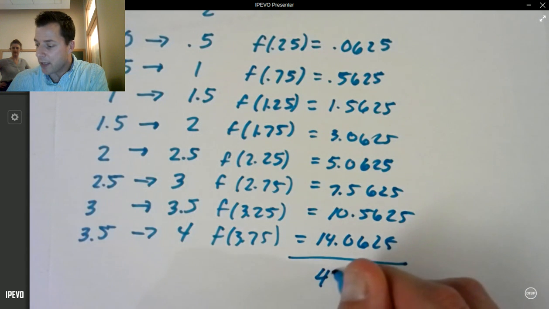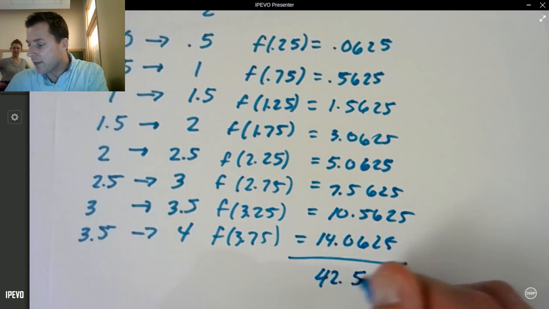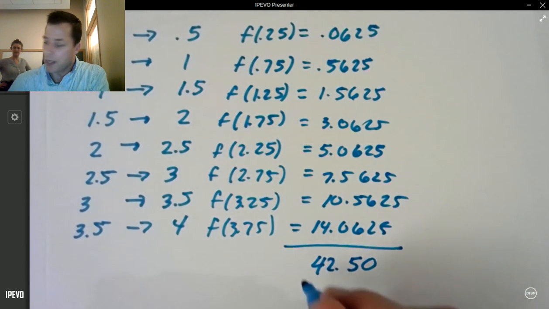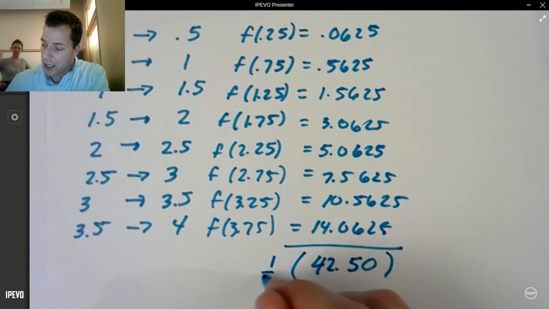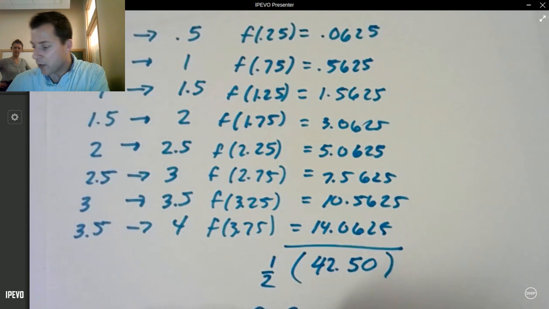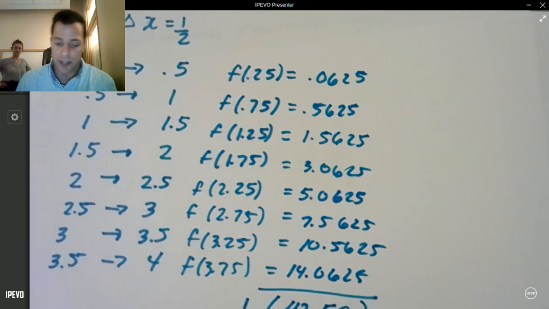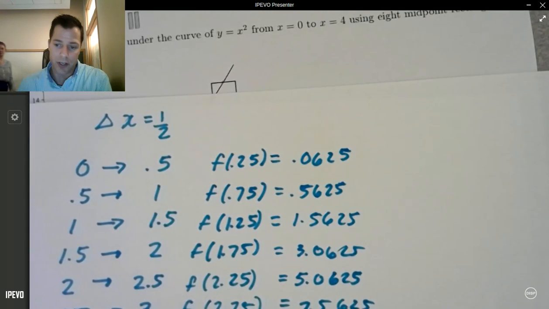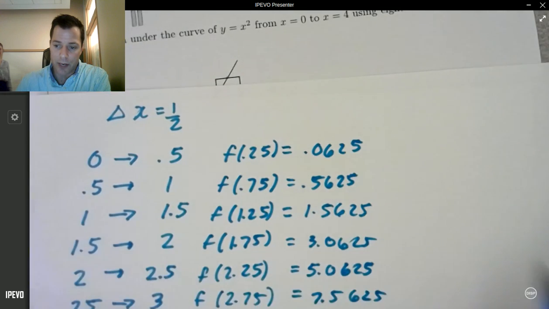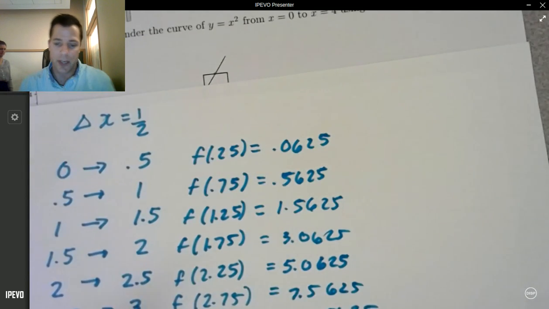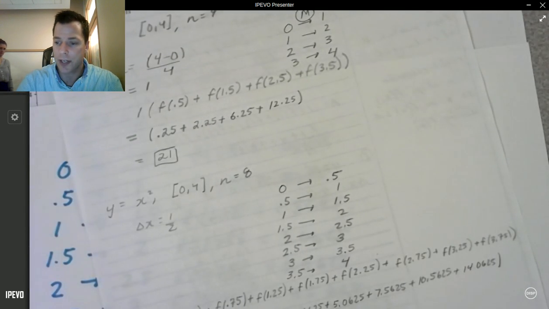This sum ends up being 42.5 if you add all of these up. And if you take half of that, you're going to end up with your area, which is approximately 21.25. So that's a little bit higher than the previous example, but that's how you take the midpoint Riemann sum of a function. You go halfway in between your endpoints. If you have any questions or comments, let me know, and we will see you next time.